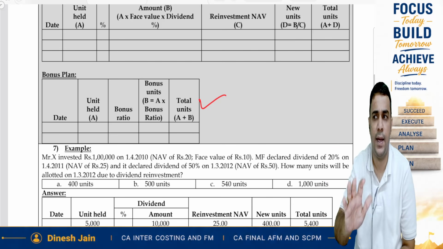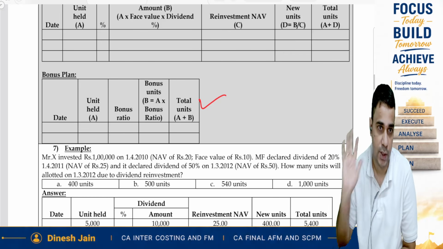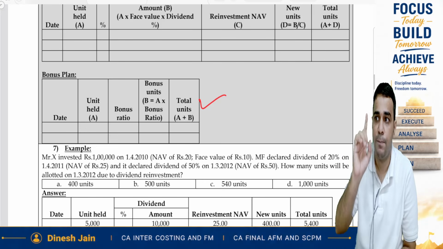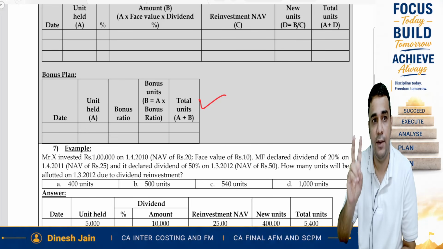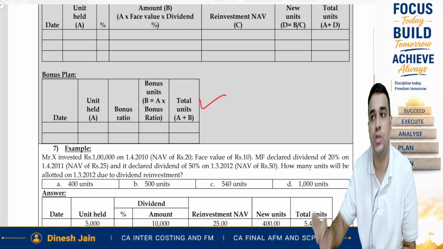Most of what I explained will be there in the concept book. Any doubts here? Understood? Can we proceed? Clear? So there is a bonus plan, a dividend reinvestment plan, and a growth plan. These three types of question we are going to see now. Any doubts till this first?